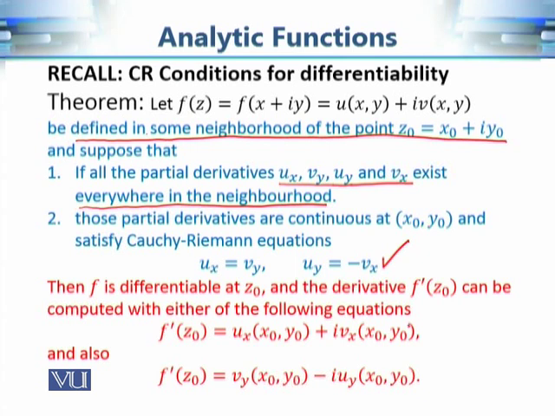Of course, we can also find the derivative using the formula f prime z naught is equal to ux x naught y naught plus iota vx x naught y naught. In other words, just take the derivatives of the component functions with respect to x, or if we want to take the derivatives with respect to y, then you need to add a minus sign and the order is also changed. So it's vy x naught y naught minus iota uy x naught y naught. But it's simpler to just use this criteria.